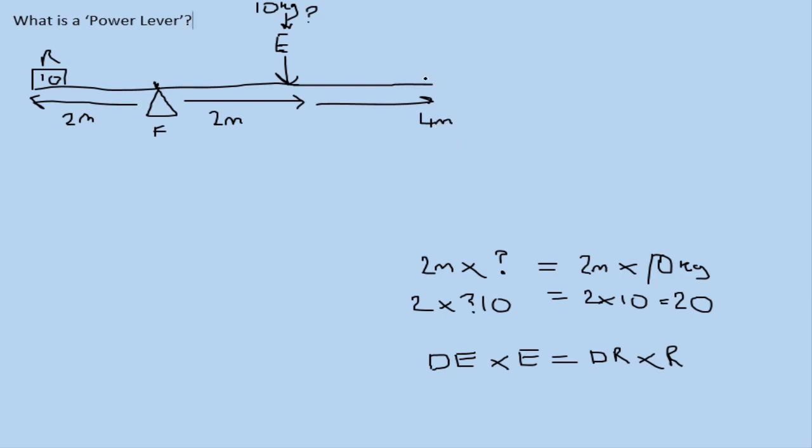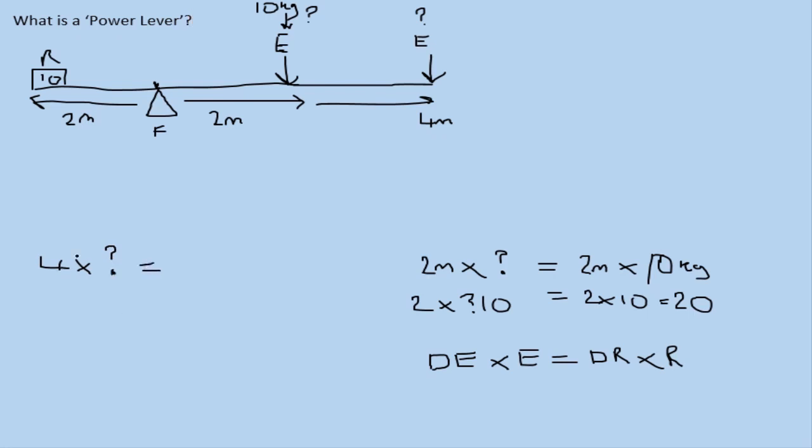Now my question to you is, how much effort do you need to put down on this lever arm in order to lift this 10 kilogram weight? You can pause it and answer it yourself and see whether you get the right answer, or you can let it run and I'll explain it straight away. So we go through the same procedure in terms of the equation. The distance from the fulcrum to the effort is 4 meters. We don't know the effort itself, that's what we're trying to work out.